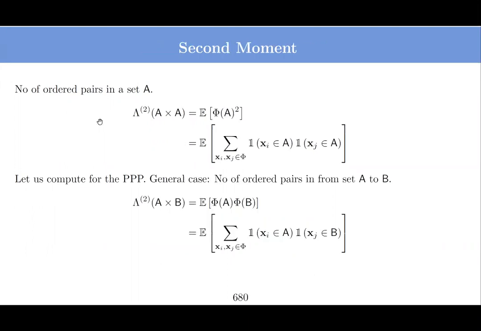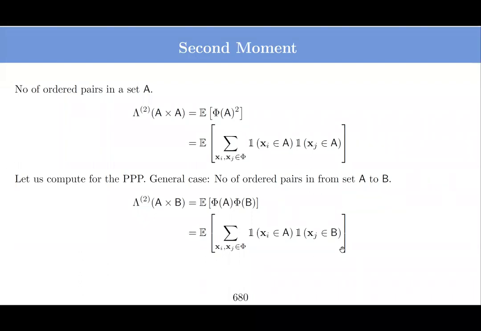So you note that in this case, if A and B are overlapping, there may be cases when xi belongs to A. Some pairs are doubly counted because they will also appear when x1 belongs to A and x2 belongs to B, and they will also appear when x2 belongs to A and x1 belongs to A.